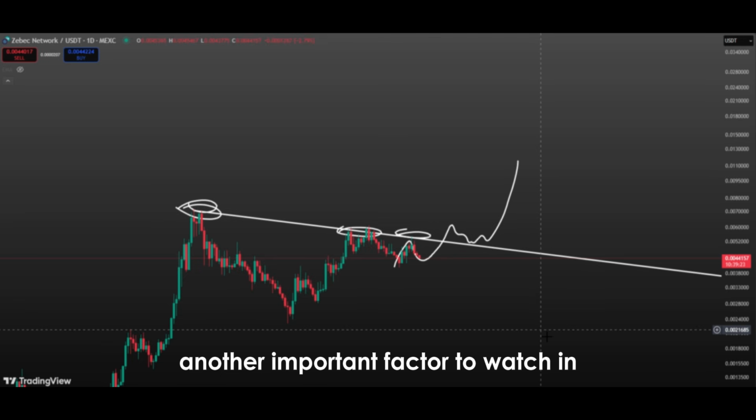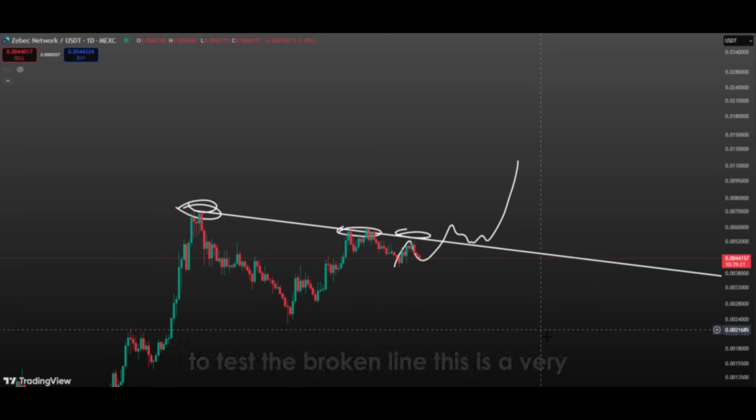Another important factor to watch in trend breakouts is the retest move. Very often after breaking the trend line, the price pulls back for a while to test the broken line. This is a very important stage to measure the strength of the new uptrend.